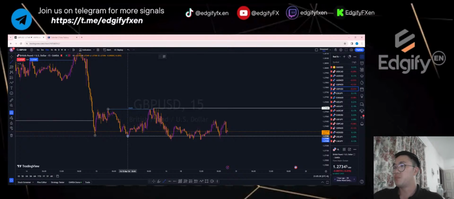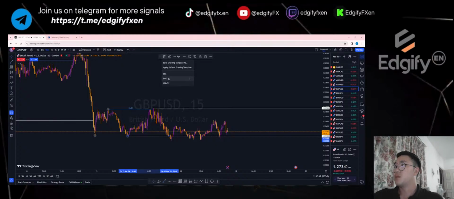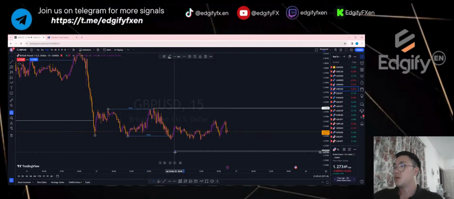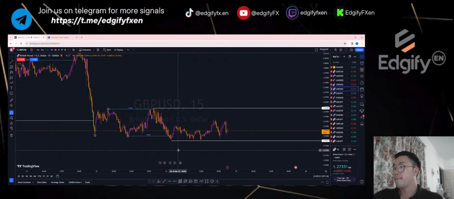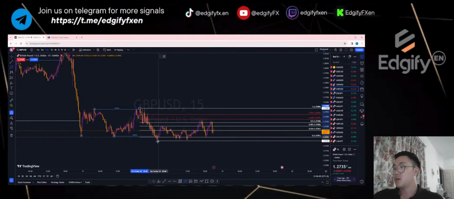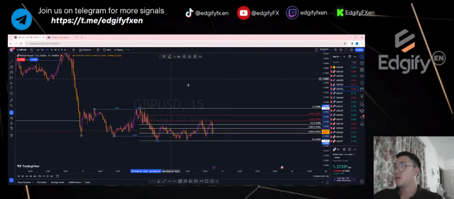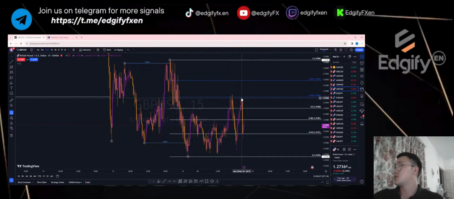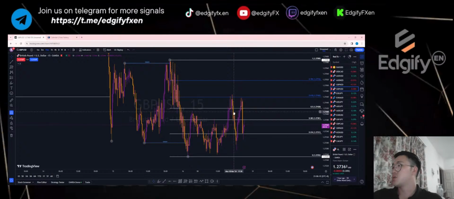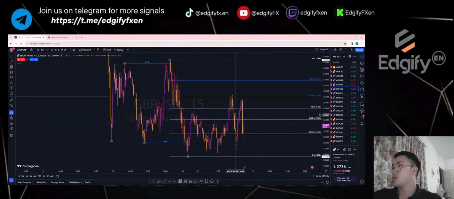Looking at GBP USD, at the moment I'm looking at something like this. We do see price tapping at this 618, but that's not a solid confirmation that we can use. So I'll wait it out for GBP USD at the moment.